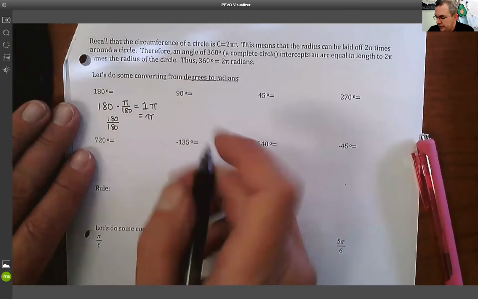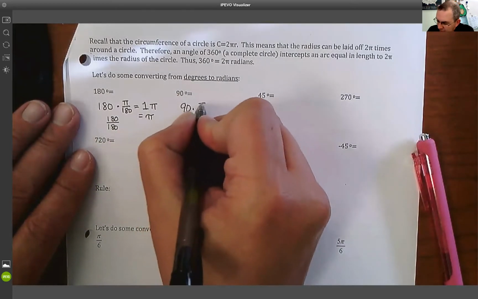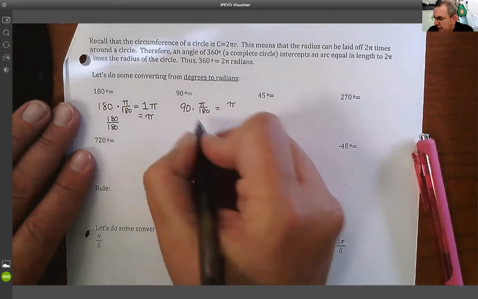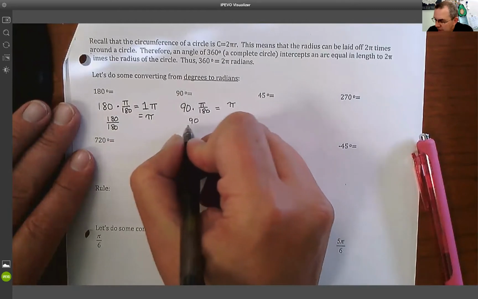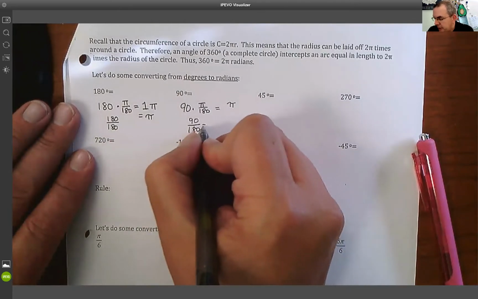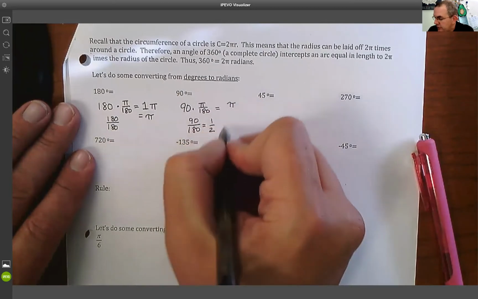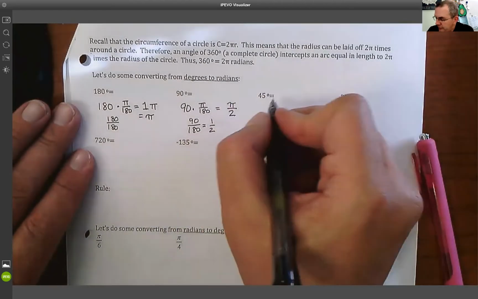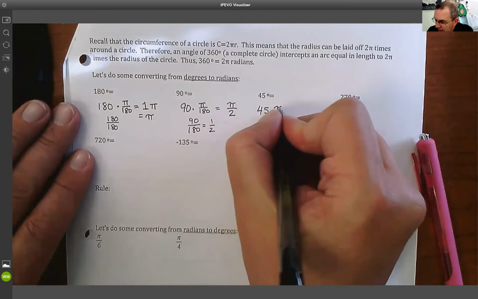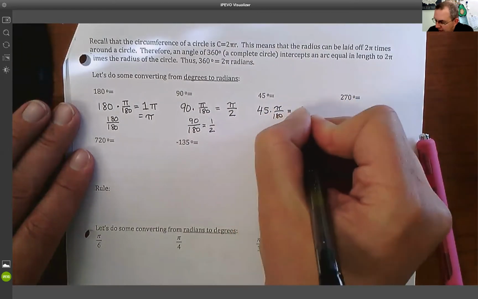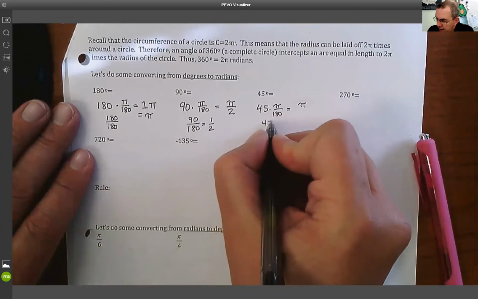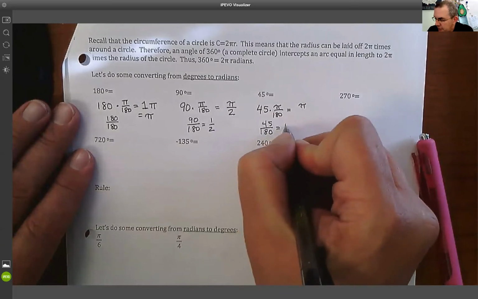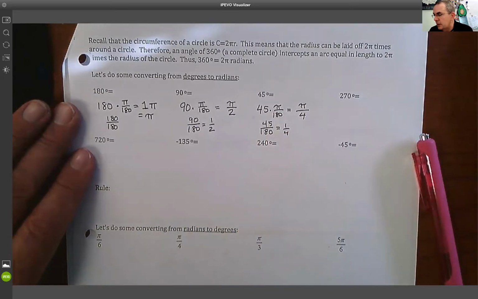But we can do that for all of these. 90 times pi over 180. Again, the pi just kind of floats over here. What is 90 divided by 180? If you use your calculator, 1/2. So this is going to be 1/2 pi, and what we typically write it as is pi over 2. 45 degrees, we keep doing it, 45 times pi over 180. Again, the pi is just going to float, and we simplify the number 45 divided by 180. Notice we're just taking the degree and dividing by 180. That's going to end up being 1/4. So this is pi over 4.